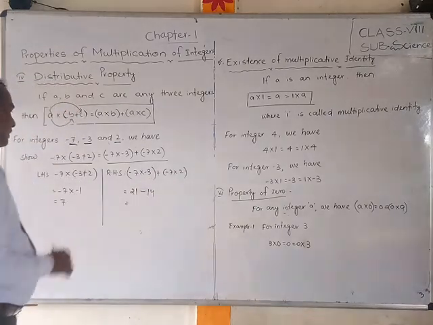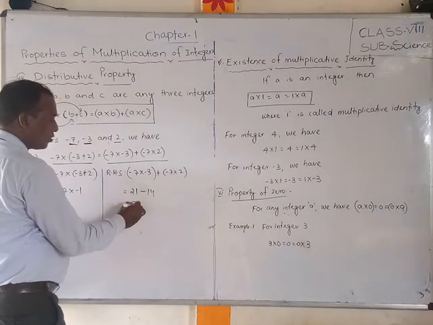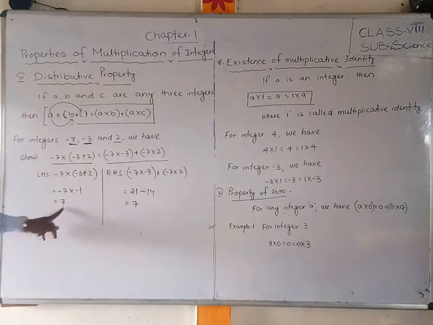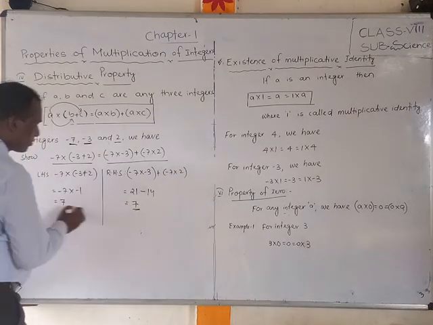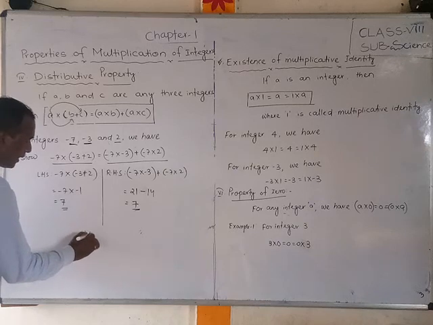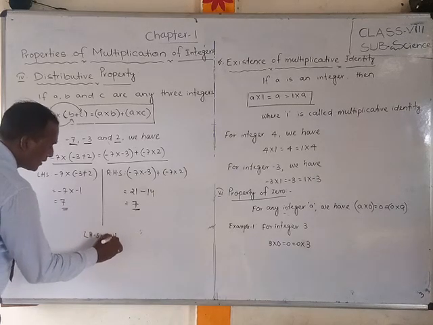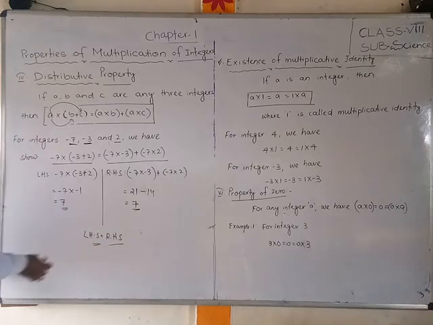Okay, so how much will we get? 21 minus 14 is equal to 7. So here, on the LHS, how much did we get? 7. On the RHS also we got 7. So LHS is equal to RHS. So what do we conclude?